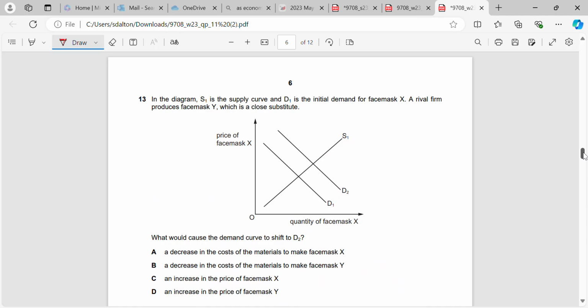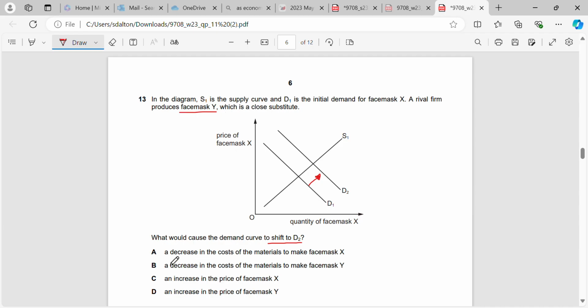Okay, question 13. In the diagram, S1 is the supply curve and D1 is the initial demand for face mask X. A rival firm produces face mask Y, which is a close substitute. What would cause the demand curve to shift to D2? Okay, so look, we're looking for a reason that's going to shift the demand curve to the right. Now, the substitute that we have here will be our reason, right?